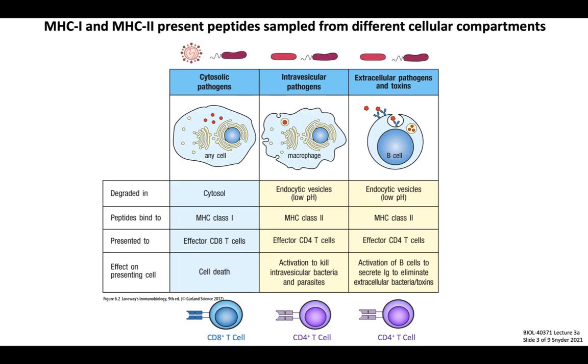Note that in the case of professional APCs that present antigen on MHC2, antigens sampled from these compartments can be derived from extracellular particles that are not necessarily indicative of active infection in the MHC2-expressing cells. So the downstream effector mechanisms engaged by CD4 T cells don't typically lead to the killing of the antigen-presenting cell that was responsible for presenting antigen in the first place.